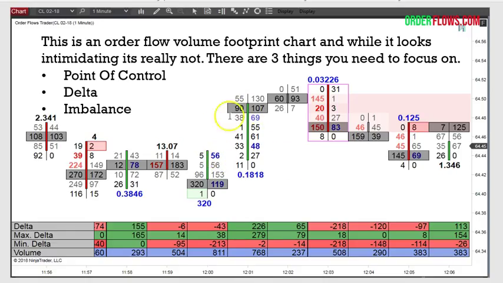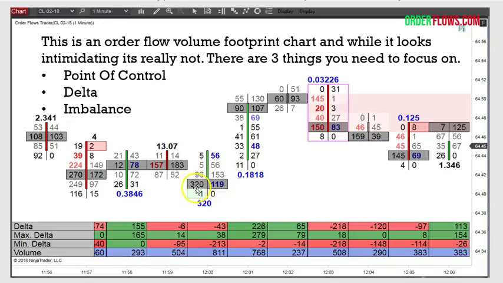And what it looks like on the volume footprint chart is it'll be a blue number right in the bar, or a red number if it's aggressive selling. So buying will be a blue number, aggressive selling will be a red number. As you can see here, 1 against 119, that's more than 4 to 1. So the 119 is blue. That's your imbalance, a buying imbalance.